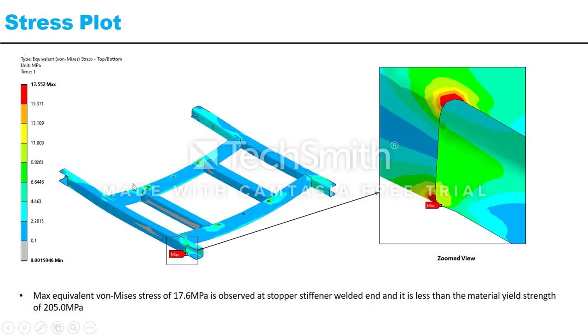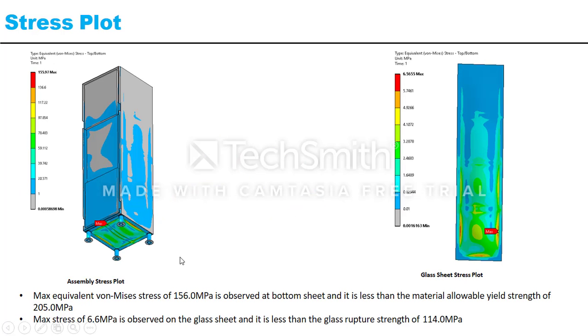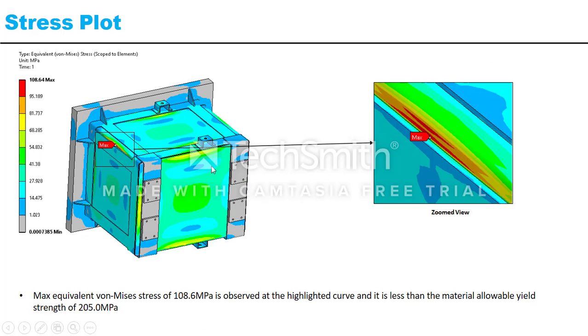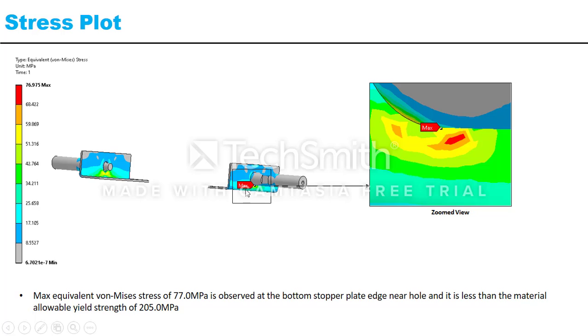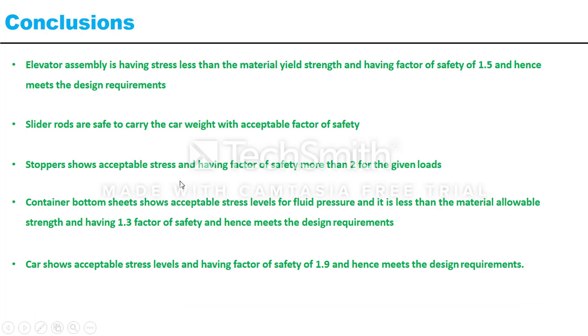These are stress plots of the bottom stoppers, and the self weight analysis of the container, this is of the car, and this is of the stoppers. All in all, with a factor of safety of more than 1.5, the car is structurally integrated, and we can operate sufficiently with a load of 20 to 50 kgs.